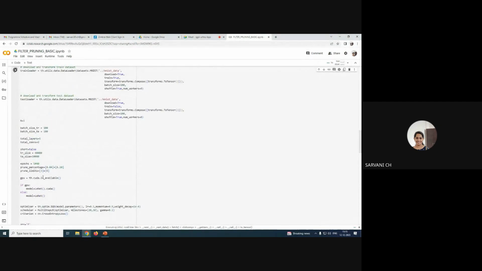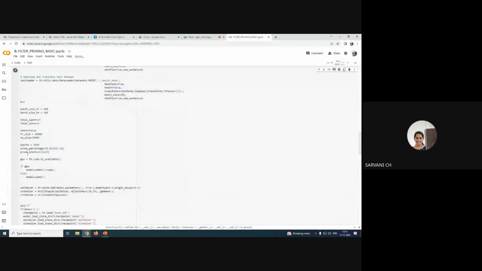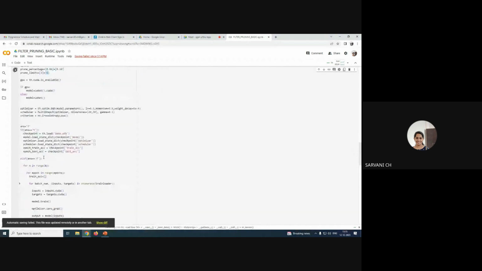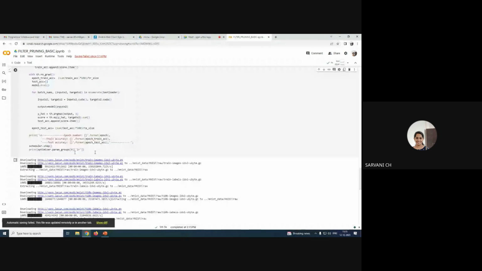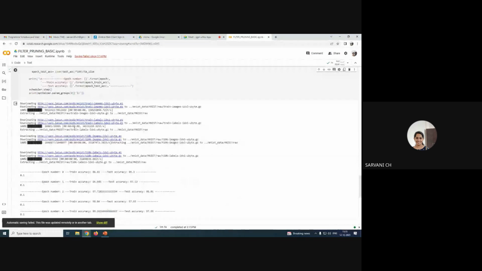If you see a few of the hyperparameters, I am removing the filters using this particular variable, prune limits. Here I am using the values 3 and 6. So from the first layer, I want to remove 3 filters, and from the second layer, I want to remove 6 filters. The same thing, I want to pass to the pruning function.